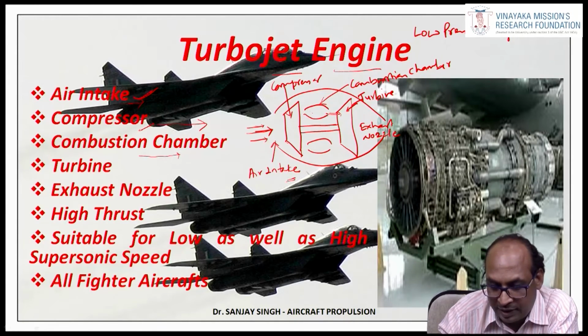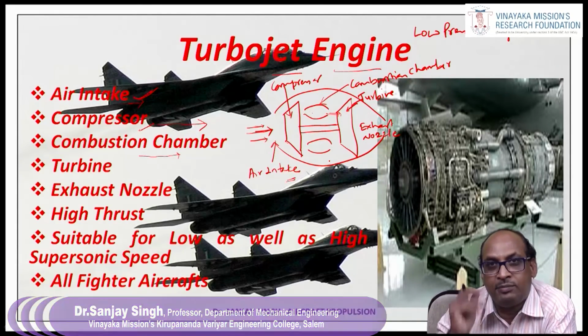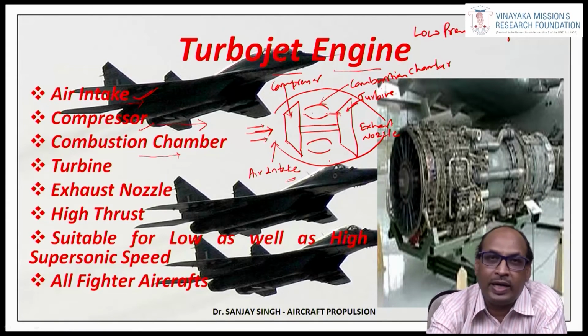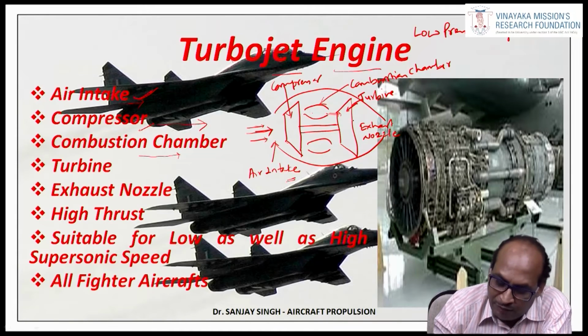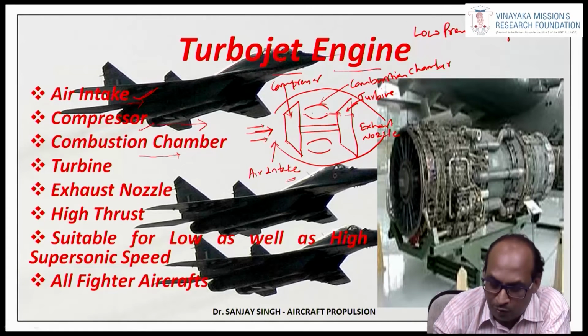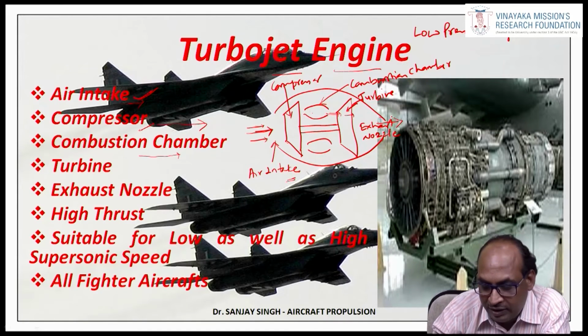And further, the gases will hit the turbine blades, thereby making the turbine rotate. In this way, the turbine extracts work from the hot exhaust gases. So after extracting the work, the gases will come to the exhaust nozzle, and the exhaust nozzle is also separately designed. This exhaust nozzle will make the exhaust gases leave the engine at high velocity. At high velocity.